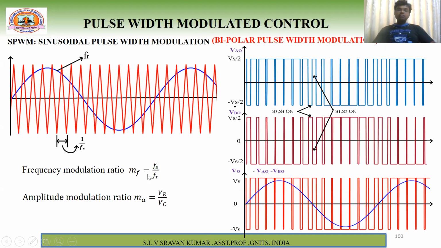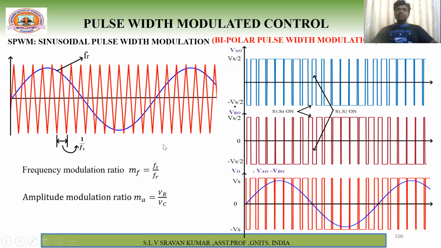Next, what is the frequency modulation ratio? mf is equal to the ratio of Fs by Fr. What is Fs? It is nothing but the carrier frequency. Fr is nothing but the reference frequency. This reference frequency is always fixed at 50 hertz unless they mention anything. Sometimes if you refer to the Rashid textbook or some other high standard textbook, they will generally follow 60 hertz frequency, right? So it is better to use 50 hertz in our system. In the examination, if they give 60 hertz, then you have to follow this reference frequency as 60 hertz.